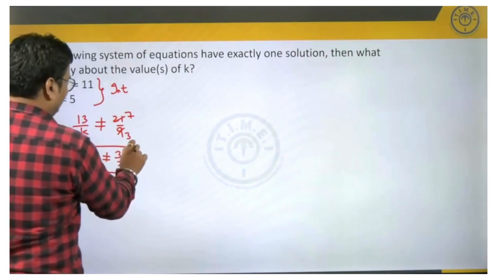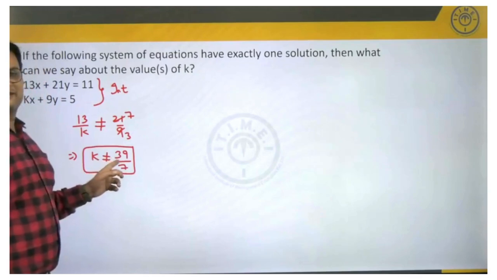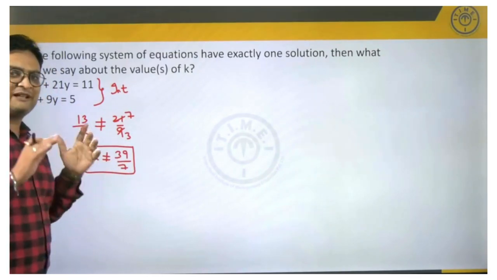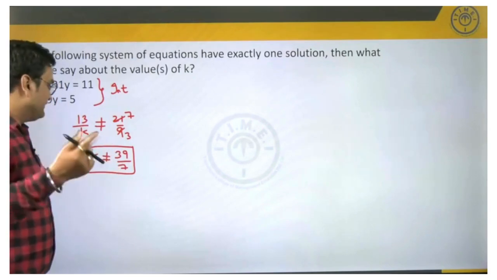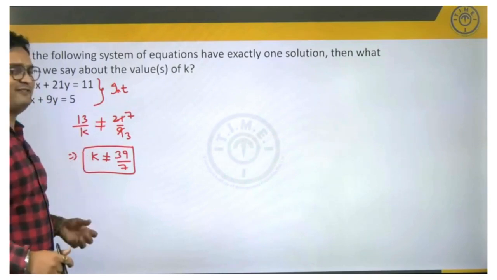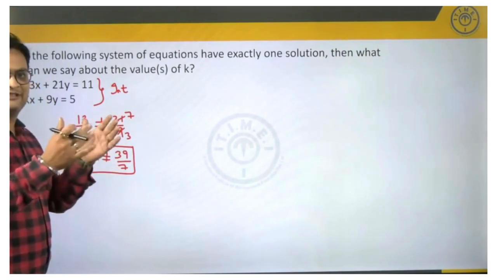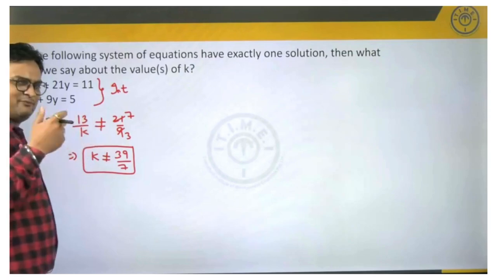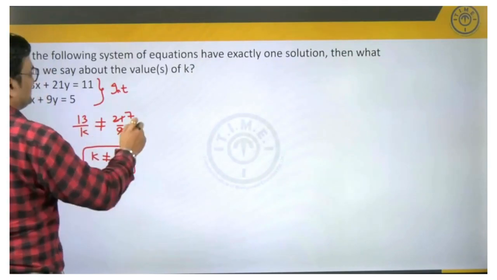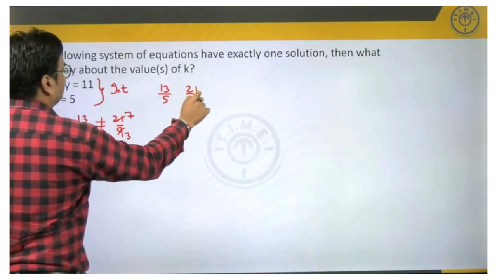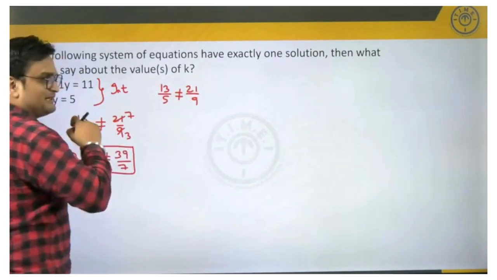So as long as k is not equal to 39 by 7, the system of equations will have a unique solution. But the moment k is 39 by 7, then the system of equations will have no solution. Then they will convert into parallel lines. You can see that. So if you take k as some other value, let's say 5, the ratio is 13 by 5, 21 by 9, they are not equal. So they will be intersecting lines.